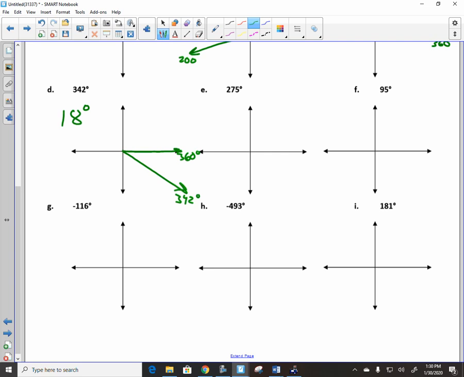Usually I trick people with this one. 275, which quadrant? It's the fourth quadrant because this is 270, right? So a lot of people say 5 degrees. Do you understand why people say 5 degrees? Yeah, because they do it to the y-axis. But it's not. It's 85 degrees.